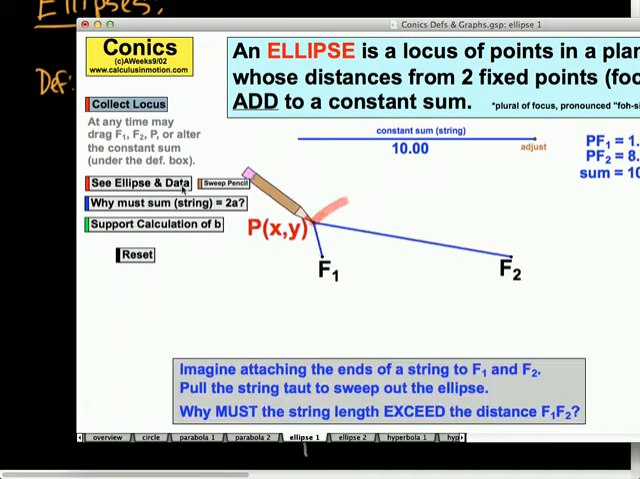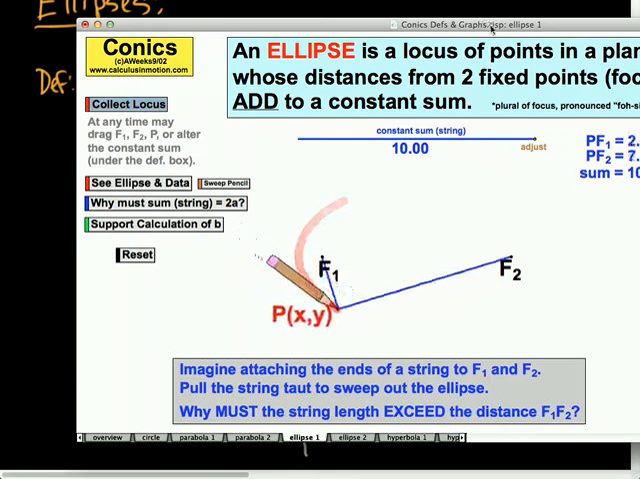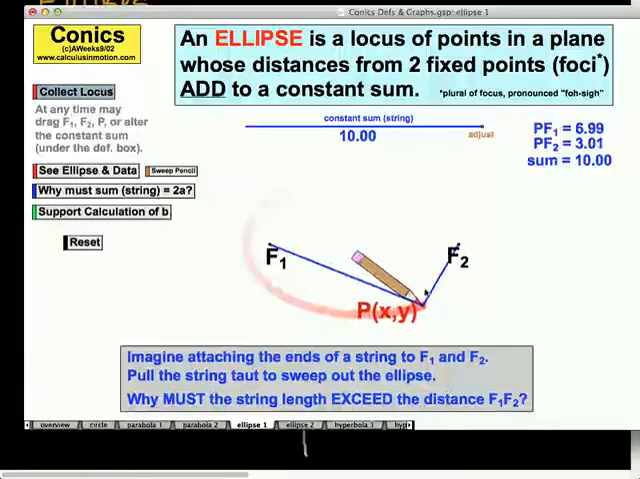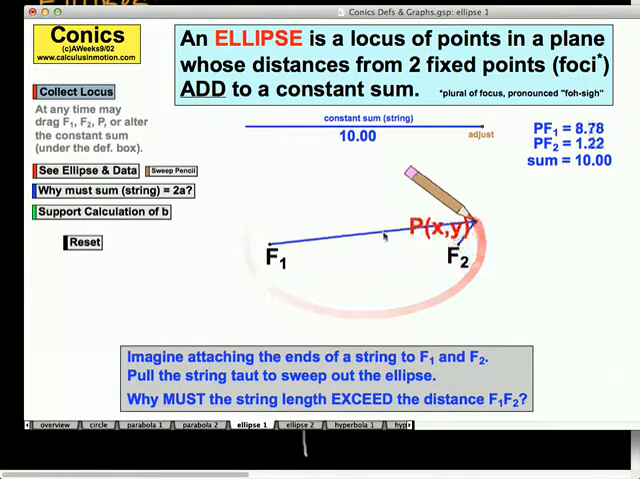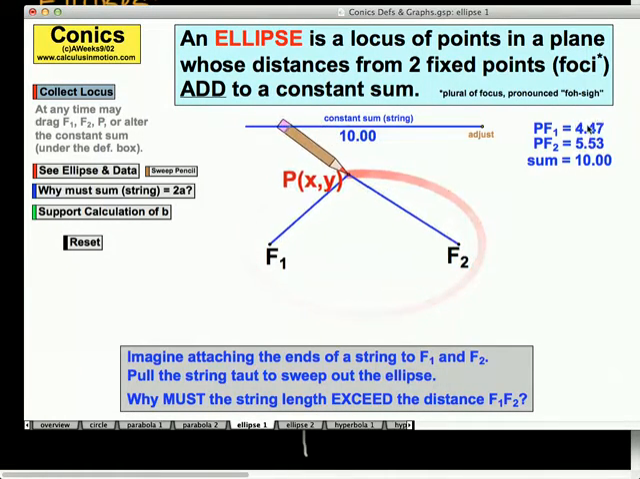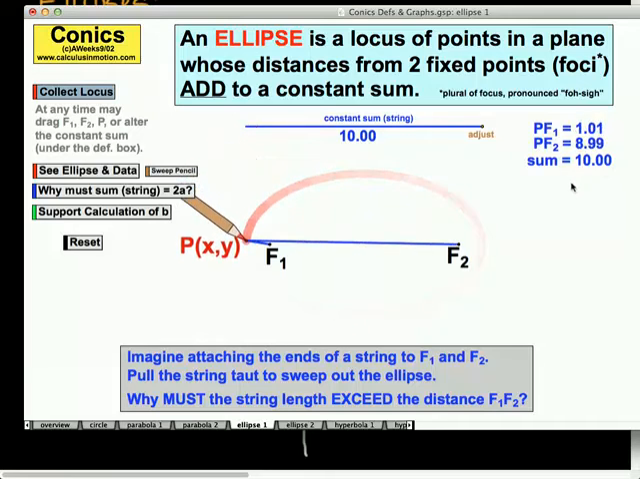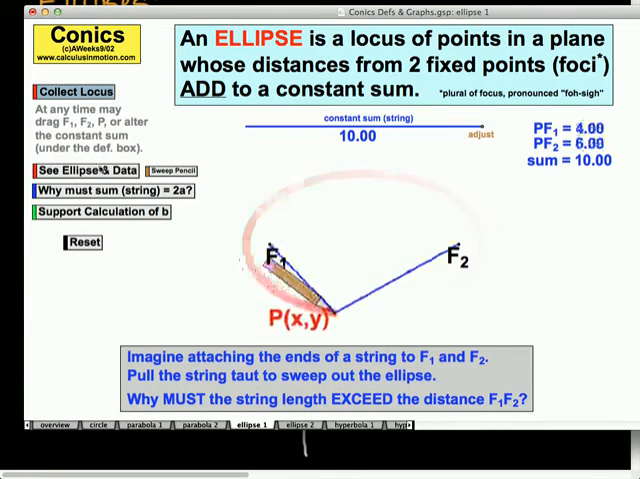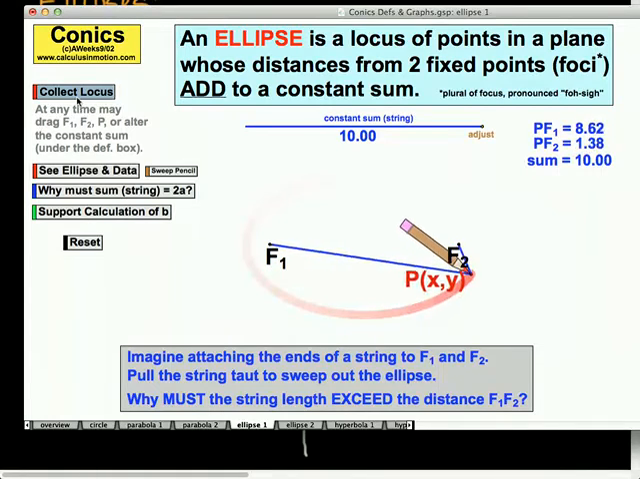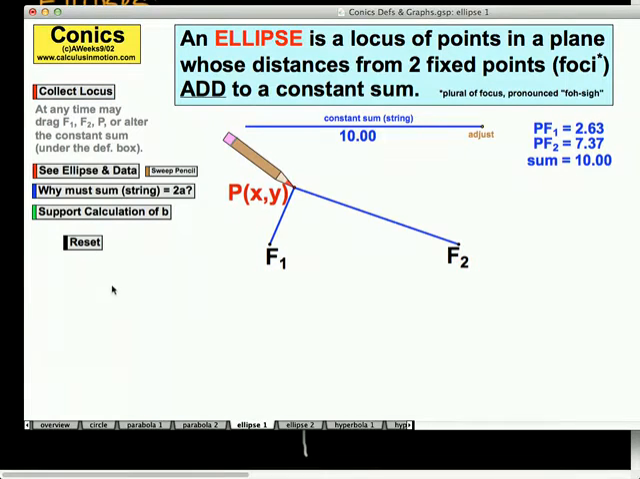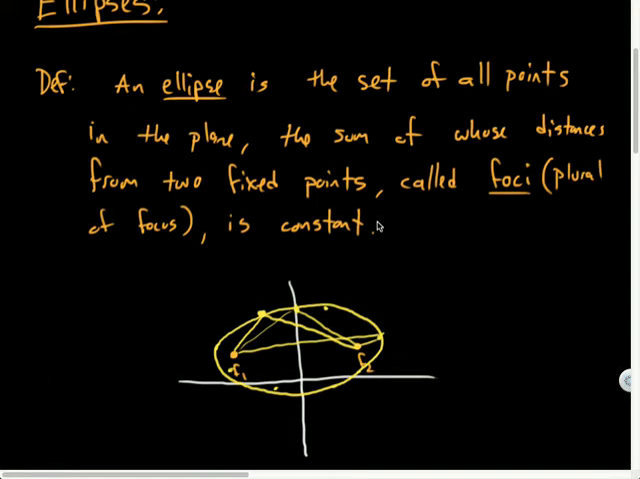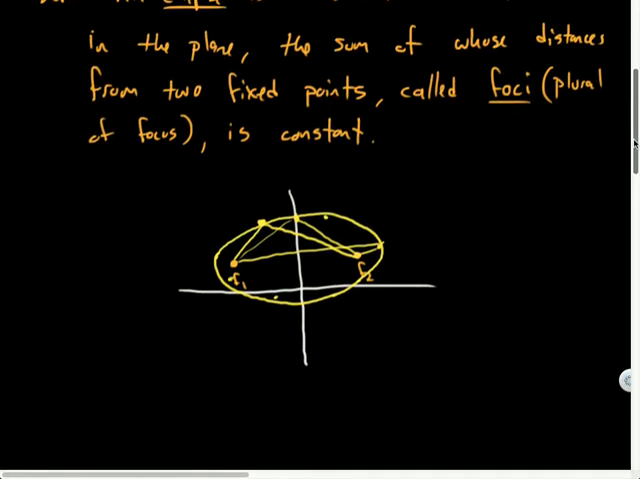So you can see this idea here as well. The individual lengths from either focus to the point are changing, but the sum of the two lengths is constant. So that's the idea behind it. Now there's a whole bunch of additional things going on that I'm going to label with vocabulary before we even get to the equation.